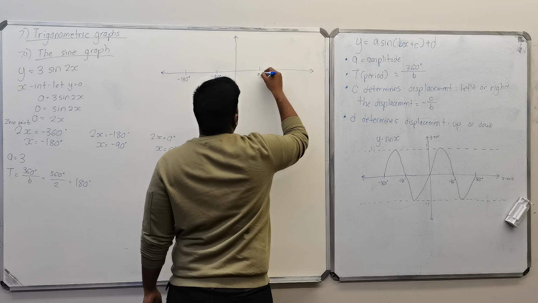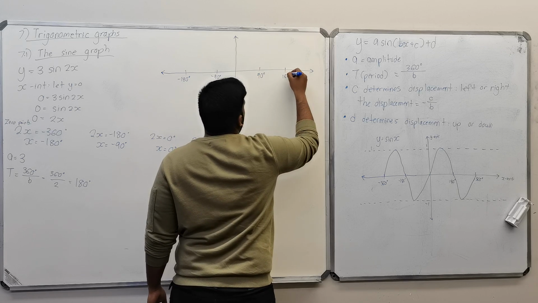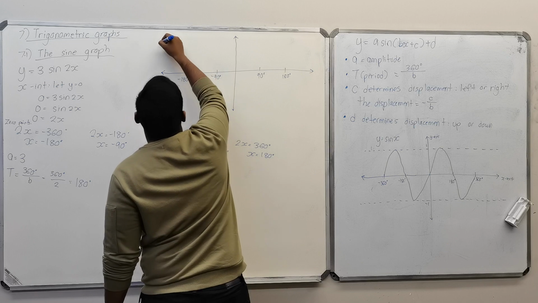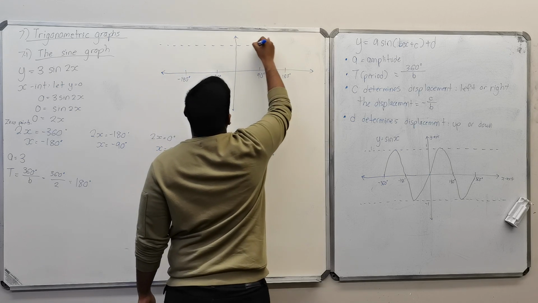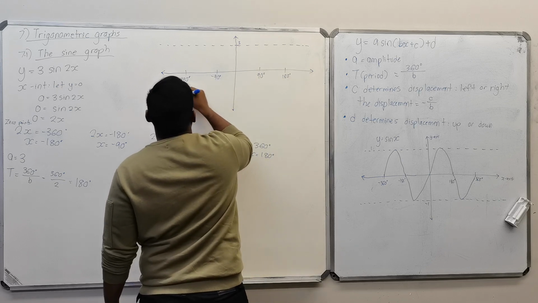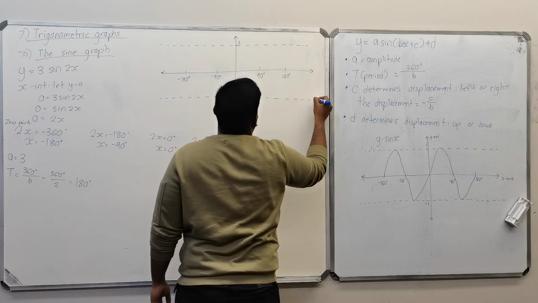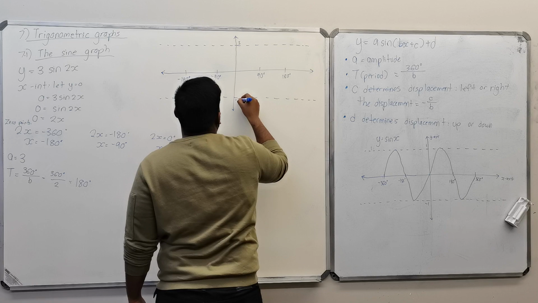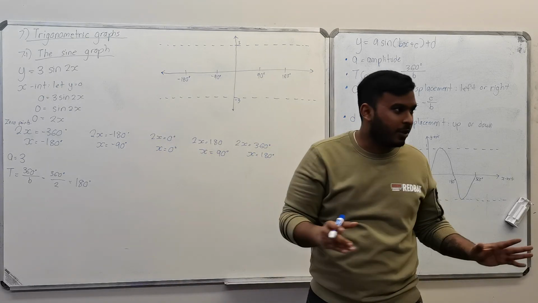This would be 90, 180. Okay? Your amplitude would be 3. This would be 3, this would be minus 3. So far you understand what I'm saying.